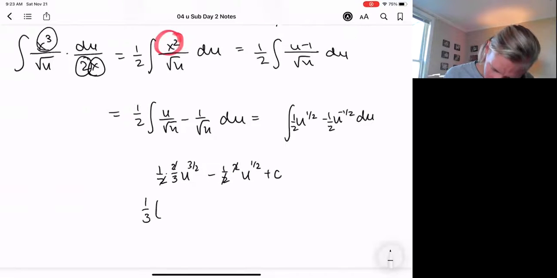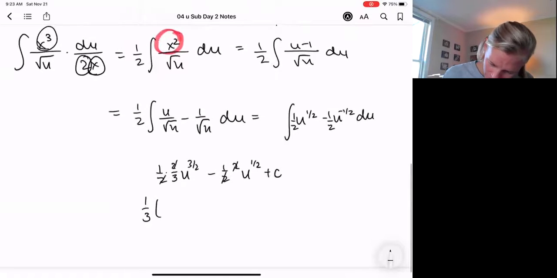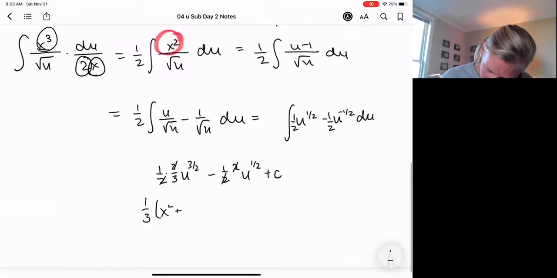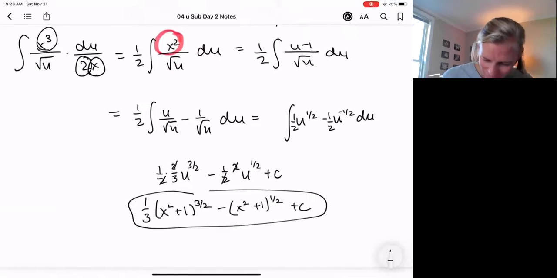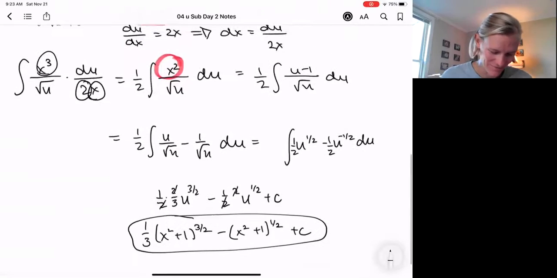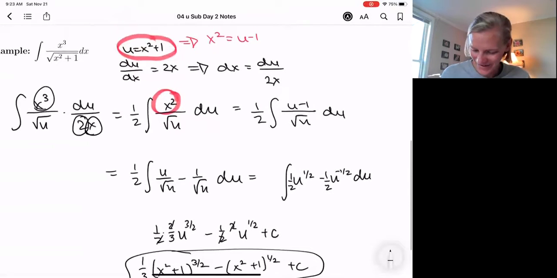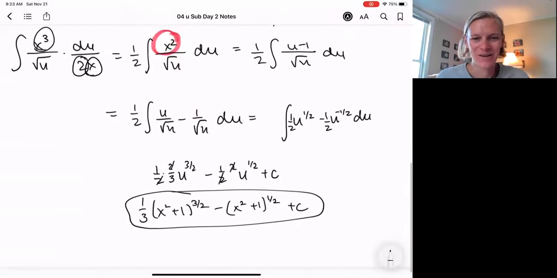So we're going to have 1/3. What was my u? x squared plus 1. So (x squared plus 1) to the 3/2 minus (x squared plus 1) to the 1/2 plus c. I don't think you ever would have guessed that that was the antiderivative of the expression that we started out with, but it is indeed. Once again, you can always check your answers by taking the derivative, but you might have to simplify things in kind of a messy way here to do that.